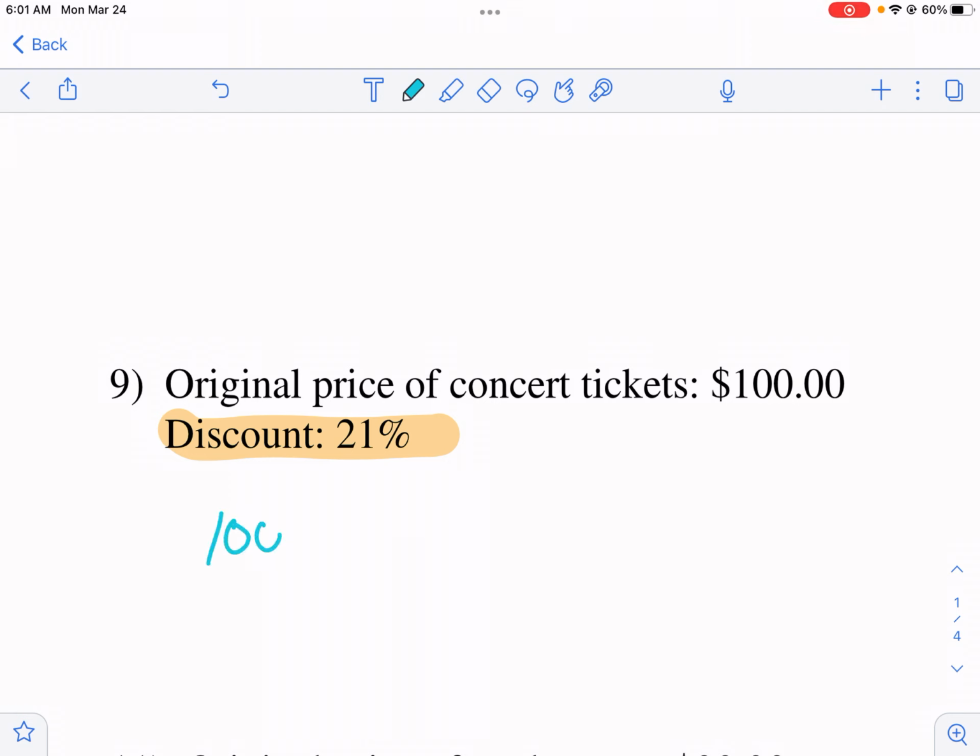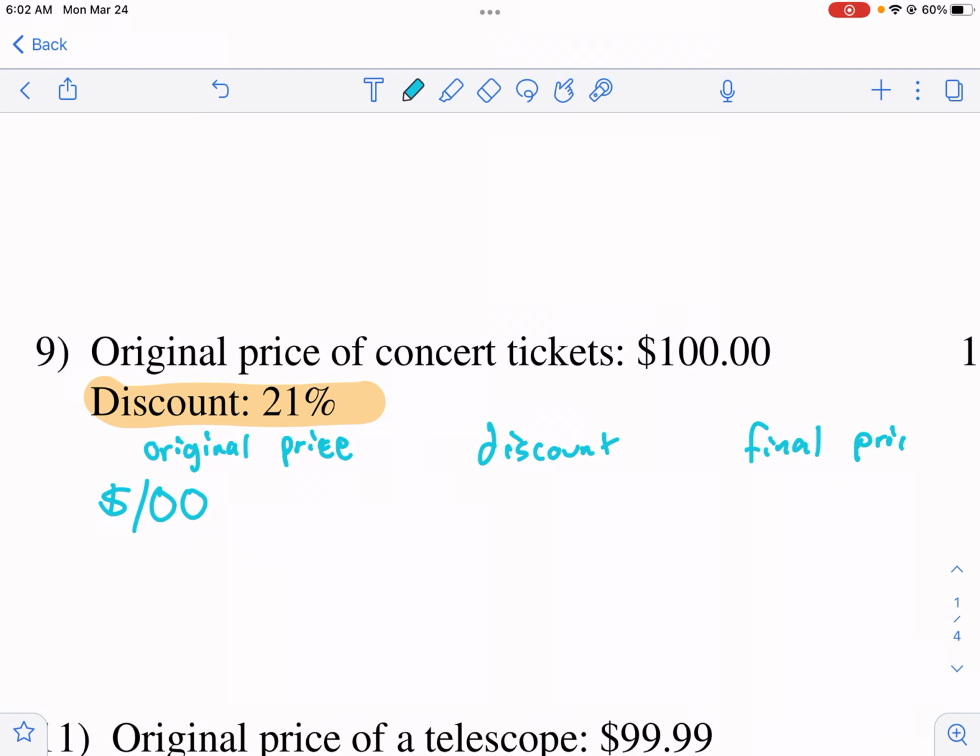So again, we're going to have $100. That's our original price. We're going to have our discount and then our final price. Now, the equation obviously changes. We're not going to add a discount this time, but we're going to subtract a discount. A discount lowers the price of the item. So I have $100 as my original. My discount is going to be $100 times that percentage, same process, but because it's a discount, you subtract, and then that's going to be my final price, Y.